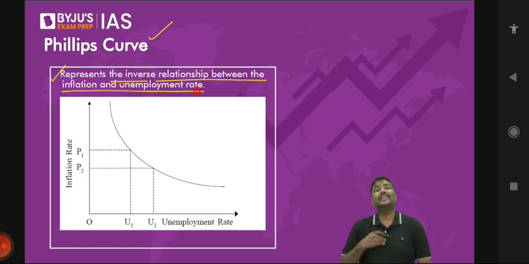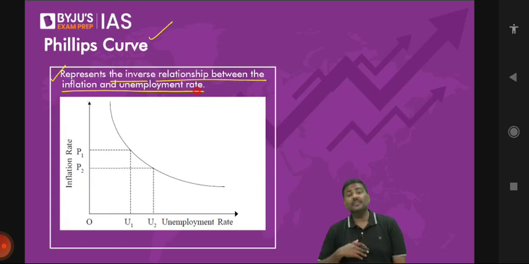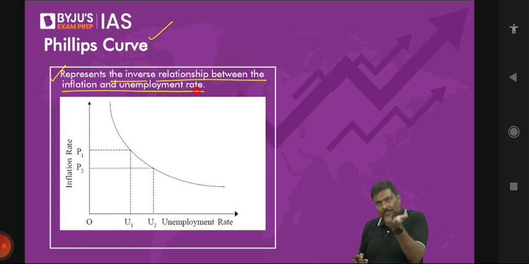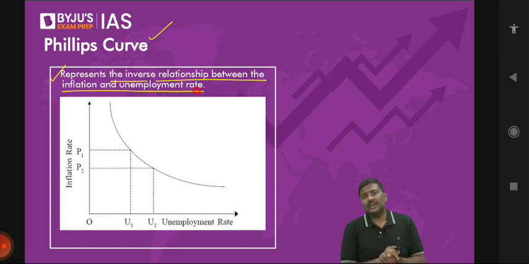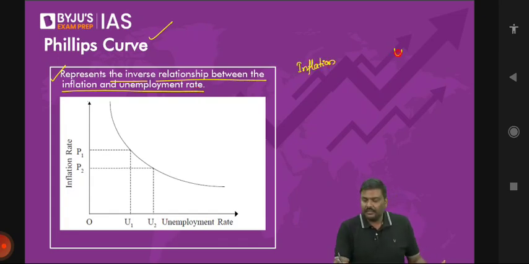Phillips curve represents an inverse relationship. Inverse means what? When one parameter goes up, the other parameter will go down, and vice versa. That is inverse. Now, what are the two parameters we're talking about here? We are talking about inflation and unemployment. Now, follow the explanation carefully.